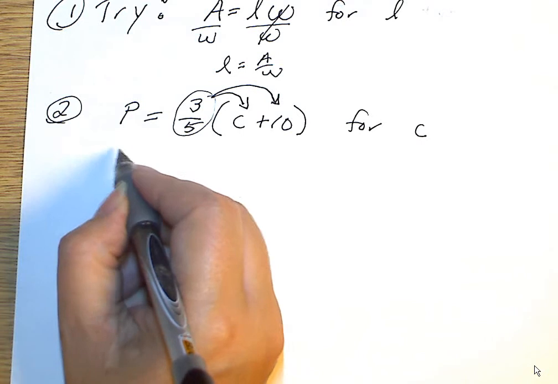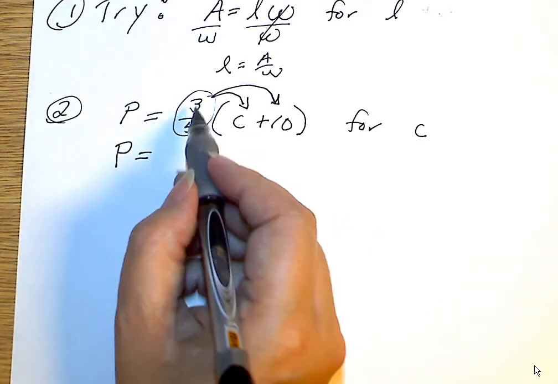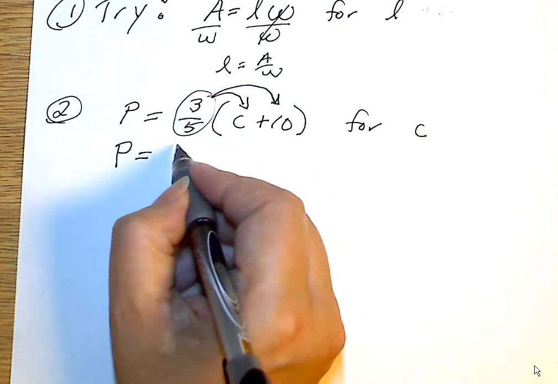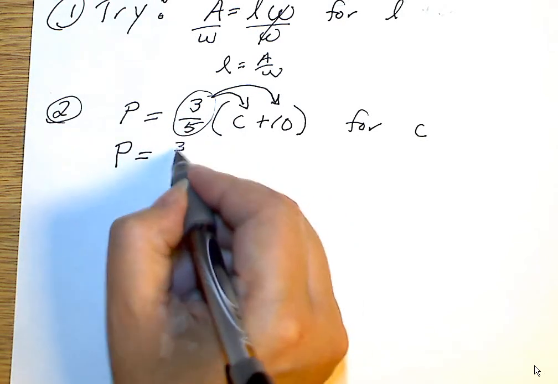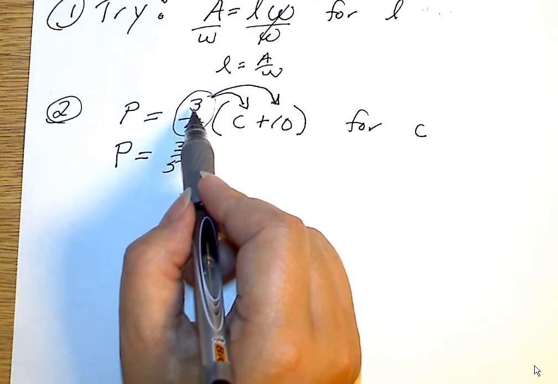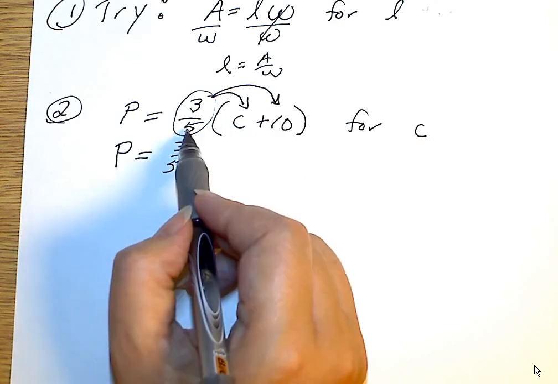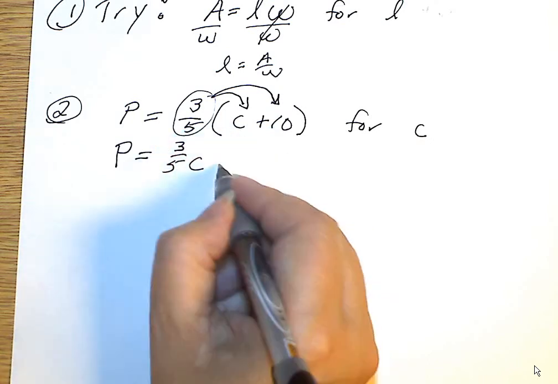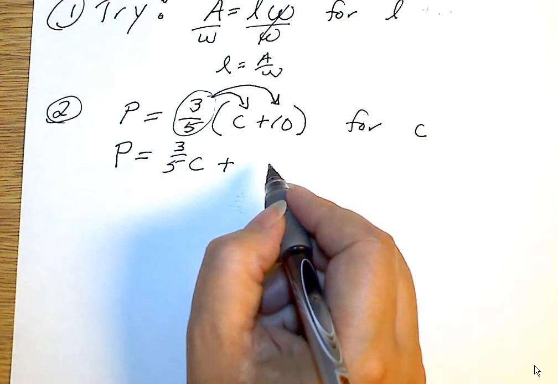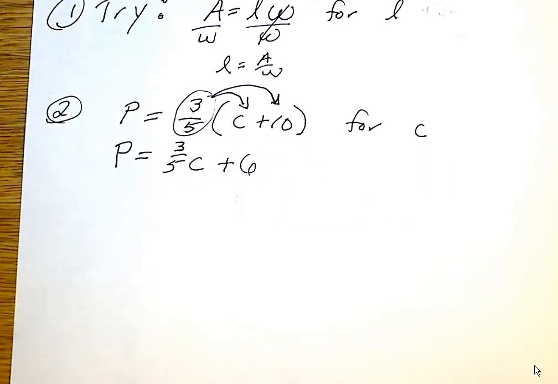So when you multiply this out, you would get P is equal to 3/5 times C. Now, if you are struggling with this, what you can do is go 3 times 10, because that's on top, divided by 5 if you need to. Do you know what that is? Yep, 6. All right.